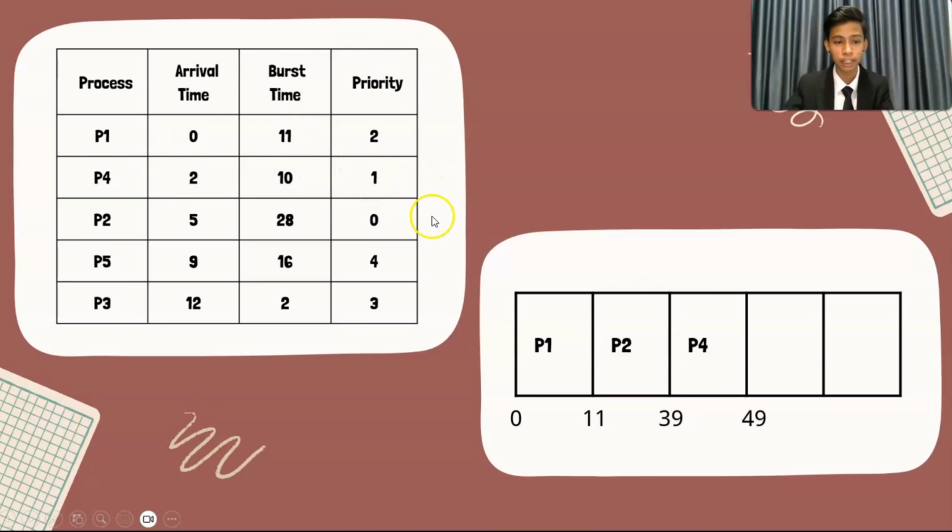Continuing off with the next one, which is P3, we add the time of 49 right here with the burst time of 2. Therefore, we get 51. And for the last one, which is P5, we add 51 right here with the burst time of P5, which is 16. Therefore, we get 67.